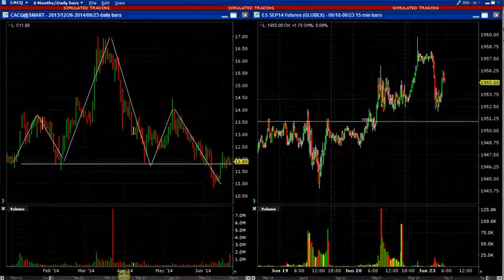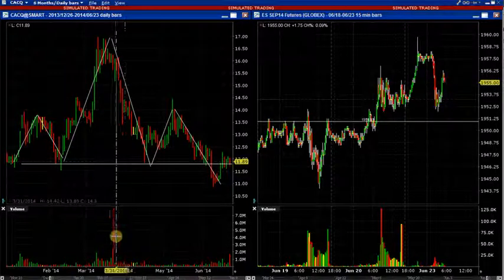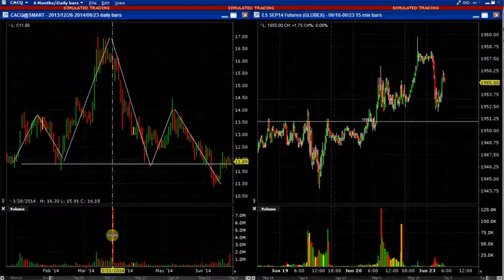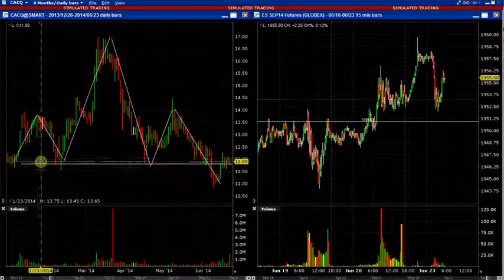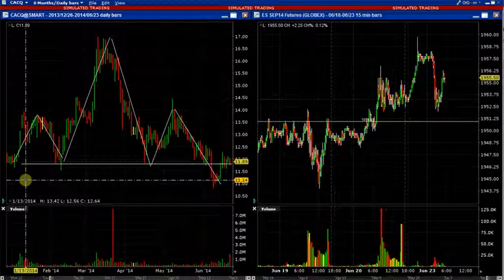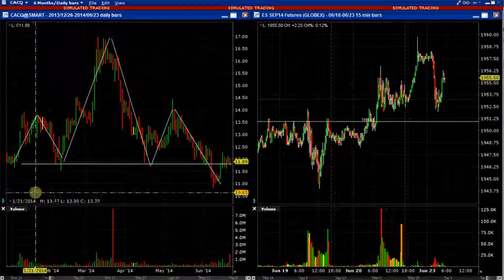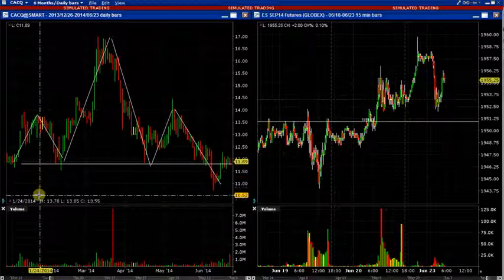Oh, I'm sorry. One last thing. The head and shoulders can be inversed as well. When I said you could see it at market bottoms, it's the reverse of this. It's upside down. Just flip this thing upside down, and that's what you have.